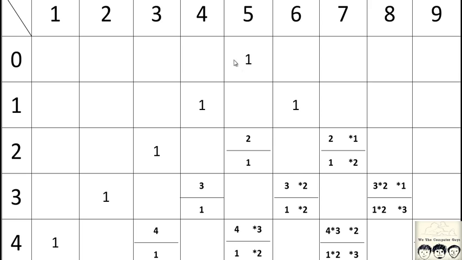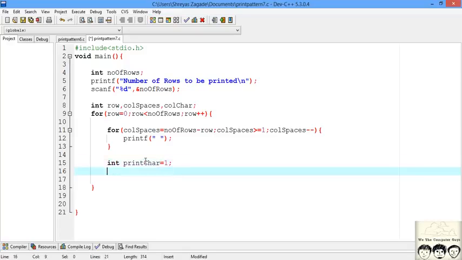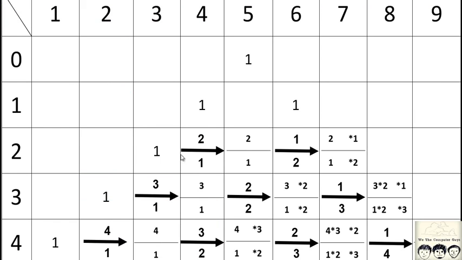Okay, so I'll call this print char, which will always start out from 1. And we need two other variables. Now which are those two variables? If you look closely, we have to multiply by a certain value and then divide by a certain value to get our next value.